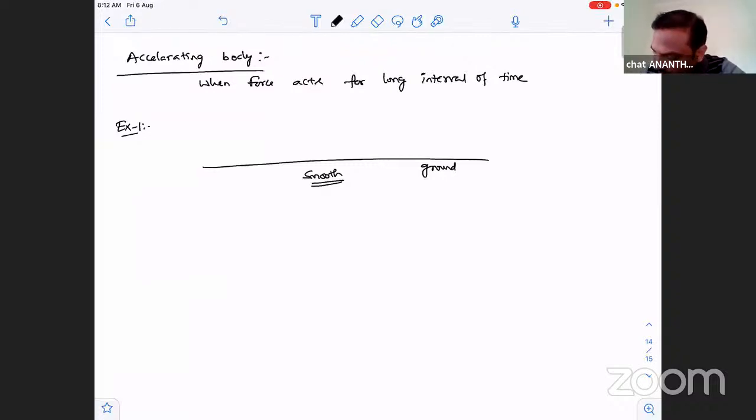Okay. Now I'm keeping one object of mass m. Now I'm applying the force F. Only one force I'm applying, towards right. Towards right, I'm applying the force F.